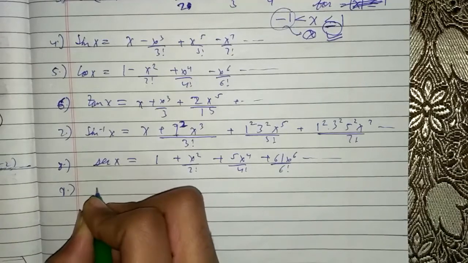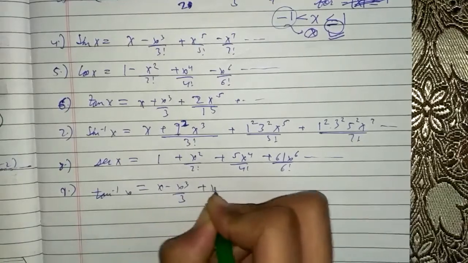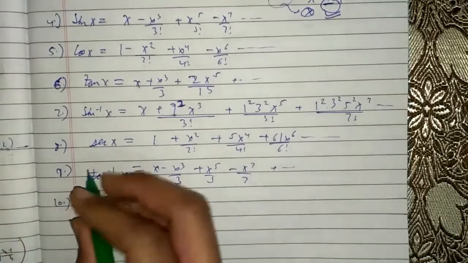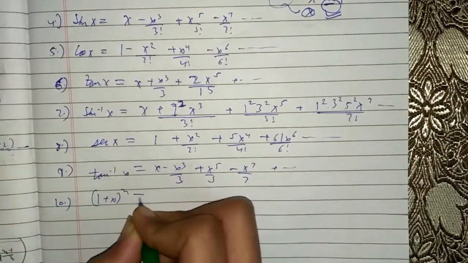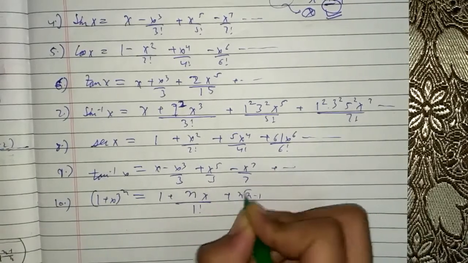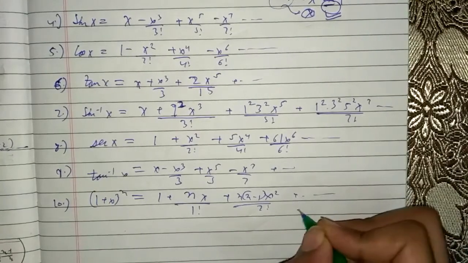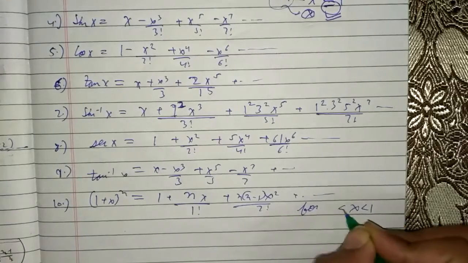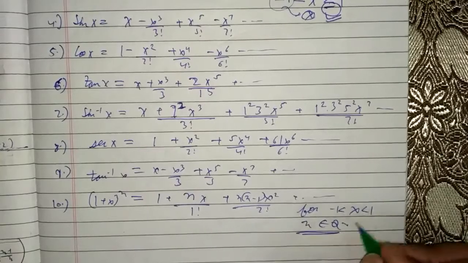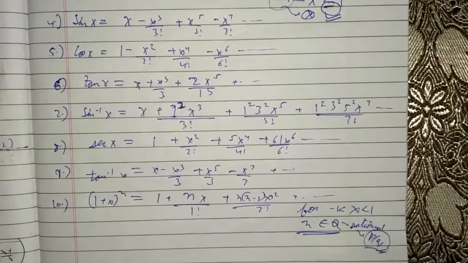Ninth is tan inverse x is equal to x minus x cube by 3 plus x to the power 5 by 5 minus x to the power 7 by 7 and so on. 10th is (1 plus x) to the power n is equal to 1 plus n x by 1 factorial and then minus 1 x square by 2 factorial and so on, for x belonging from 1 to minus 1 and n should be rational. This means n should be rational, and rational means of the form p by q, where p and q are co-prime.